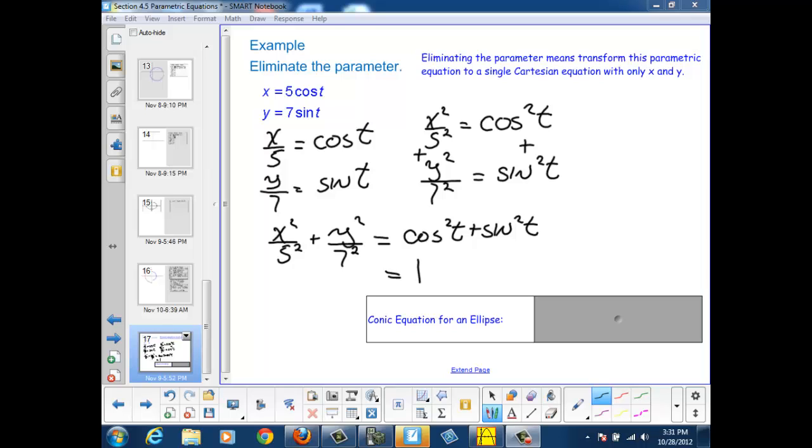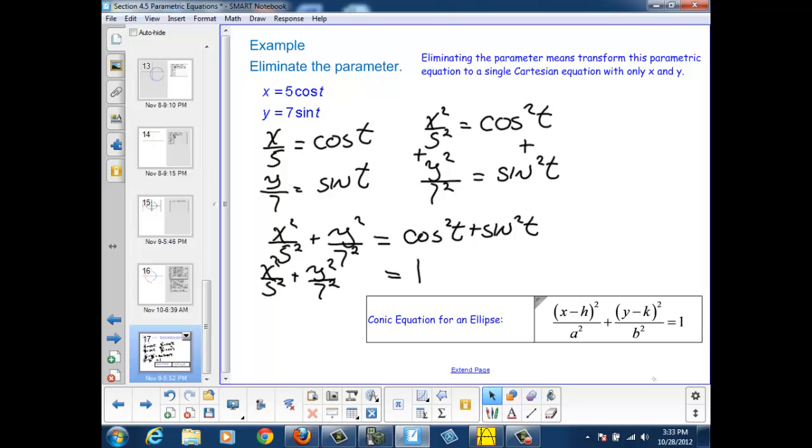So now I have the relationship x squared over 5 squared plus y squared over 7 squared is equal to 1. You'll notice I have a single equation in terms of x and y. There's no t value to be found. And we see that our general form of the conic equation for an ellipse matches the equation we derived, where the general form is x minus h squared over a squared plus y minus k squared over b squared equals 1.